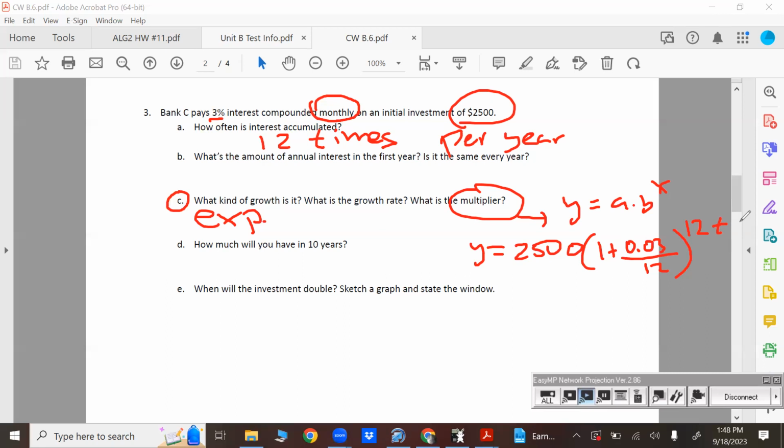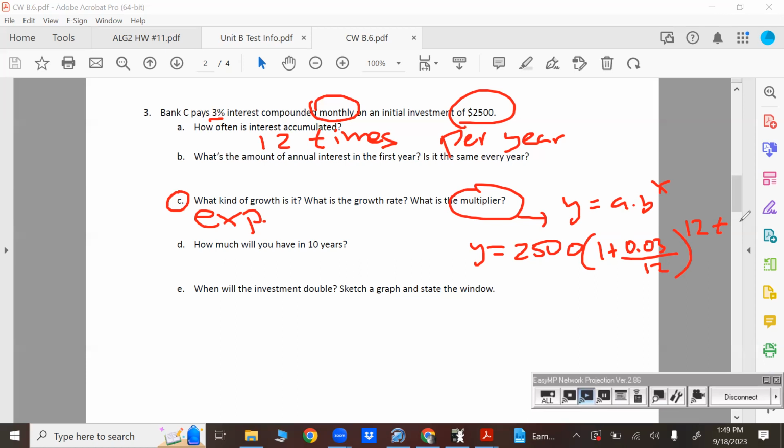Let me explain first. So first off, why 1 plus? Because you're adding that percentage onto the initial amount. That's why it's 1 plus. Just like we did before, we have 1.03, right? You're adding onto the initial amount. The 0.03 has to spread over 12 months. Now, why is the exponent 12? To answer your question, Grace, how many times per year do I have to apply this base? 12 times, right? So you have to multiply 12 times.